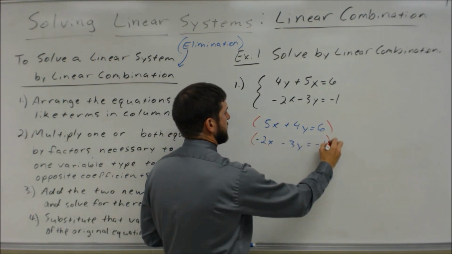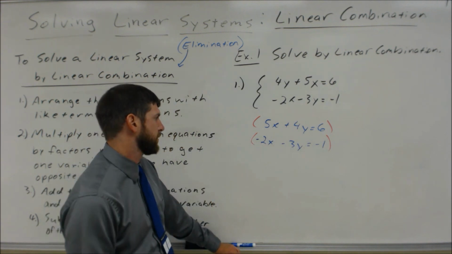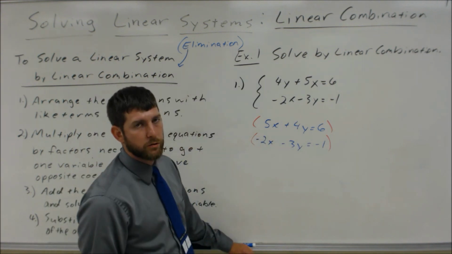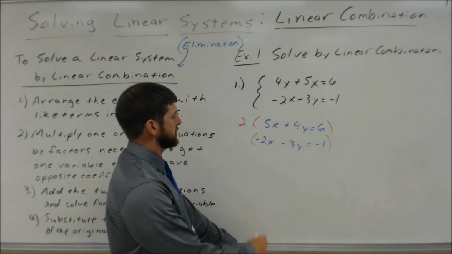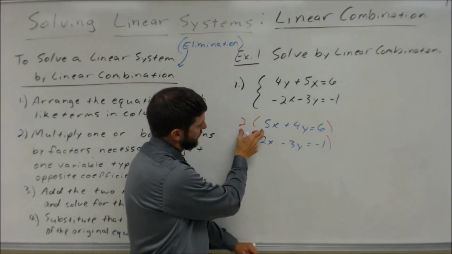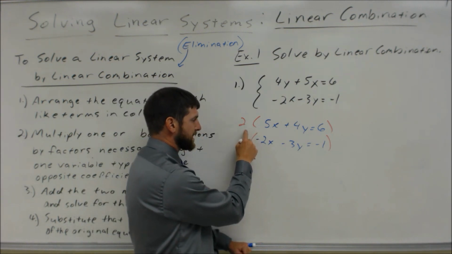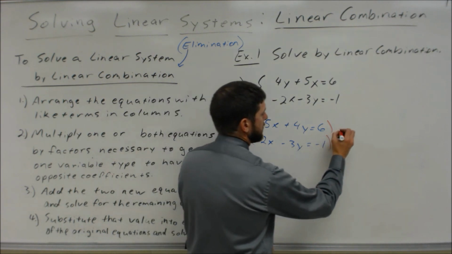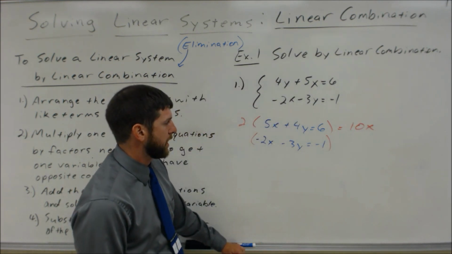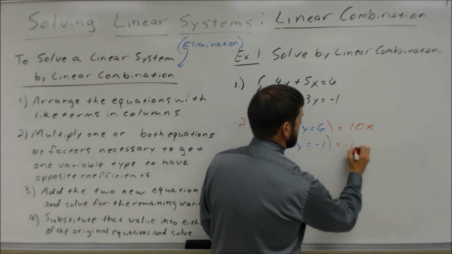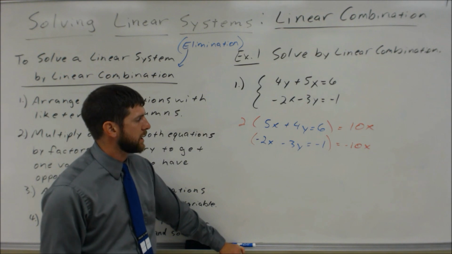Since I've already said 2 and 5 have a least common multiple of 10, ask yourself, 5 times what equals 10? 5 times 2. So my first equation is going to get a 2, because 2 times 5x will equal 10x. My second equation doesn't need to equal 10x. On the bottom, I need to equal negative 10x.